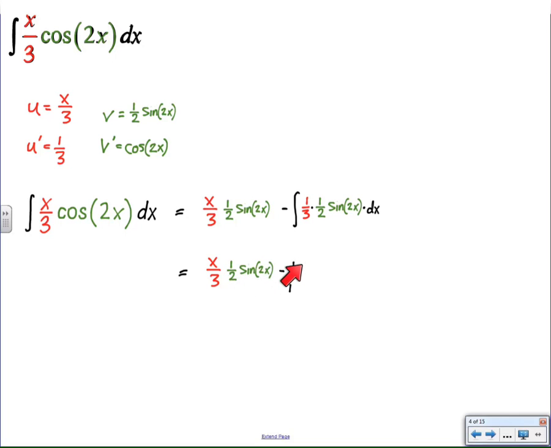Well, not yet. I'm just going to take the antiderivative. Notice here again the chain rule. I have 1/6, but I also have to divide by 2 to undo the chain rule for the antiderivative process.